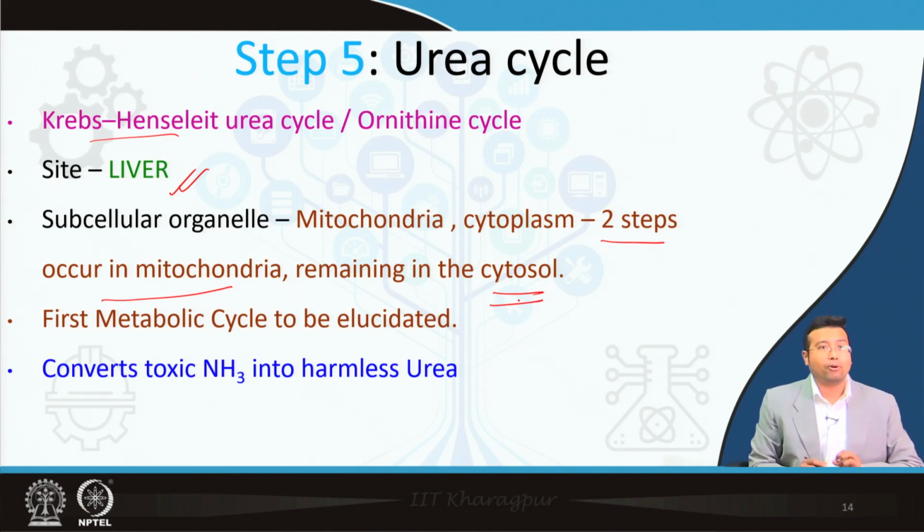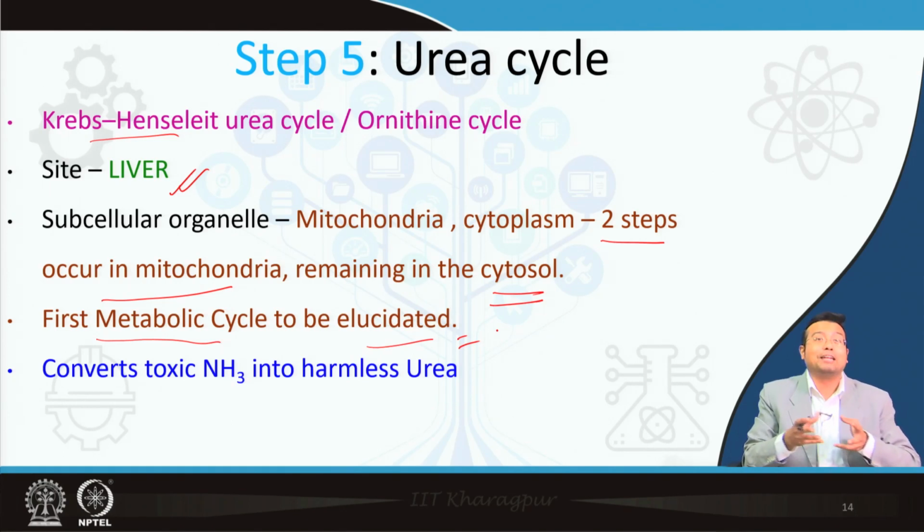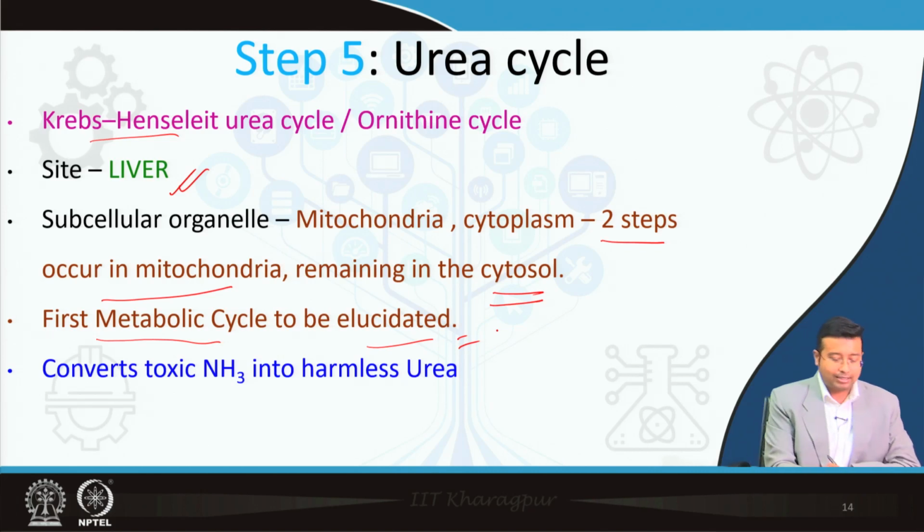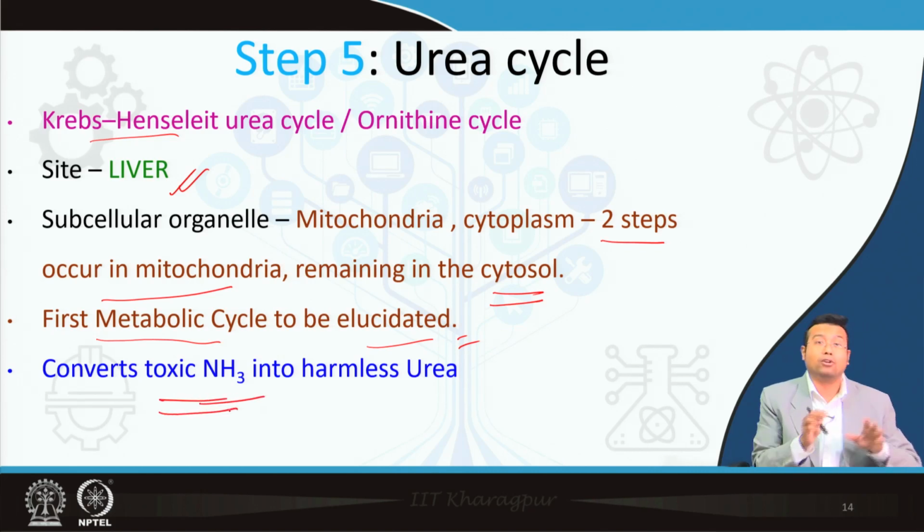Regarding historical importance, it is one of the first metabolic cycles to be elucidated. This is extremely important, right? The urea cycle is the first metabolic cycle that was actually experimentally proved to be a cycle, and most importantly, what is the most important significance? We will be discussing it later again, that it converts the toxic ammonia. We already read in ammonia metabolism the mechanisms of ammonia toxicity, how toxic it was, it almost destroys the brain. This urea cycle converts the toxic ammonia into harmless urea.